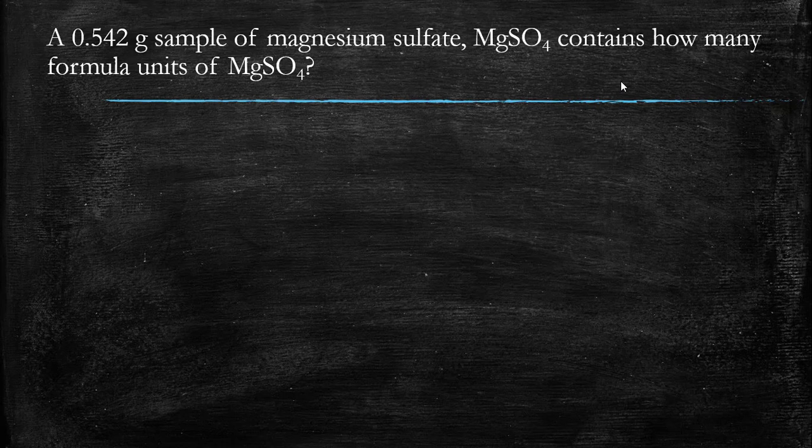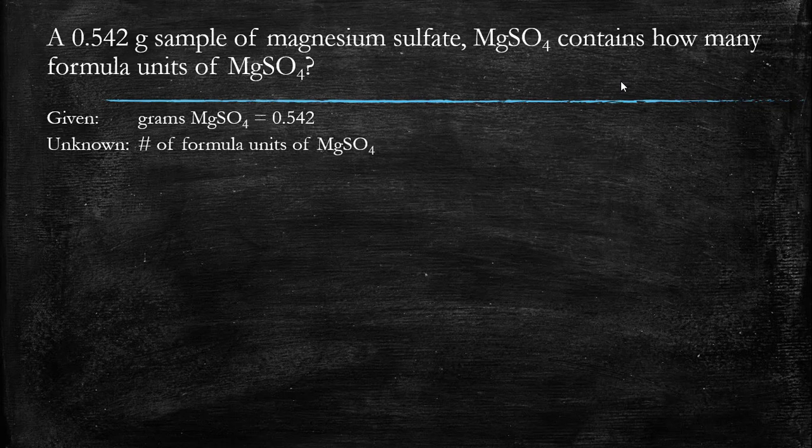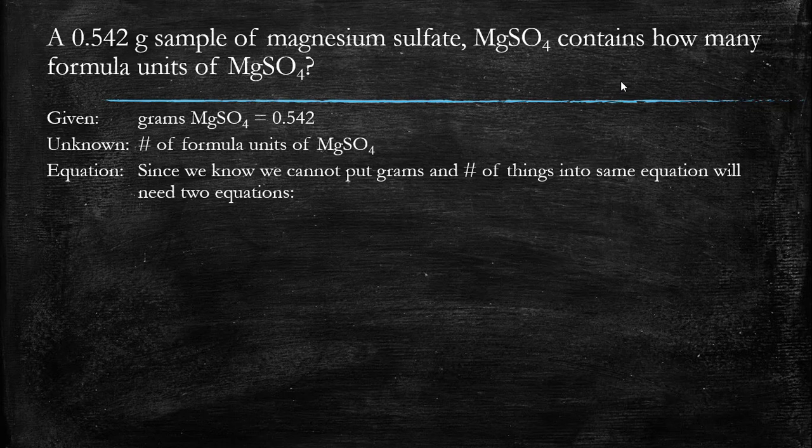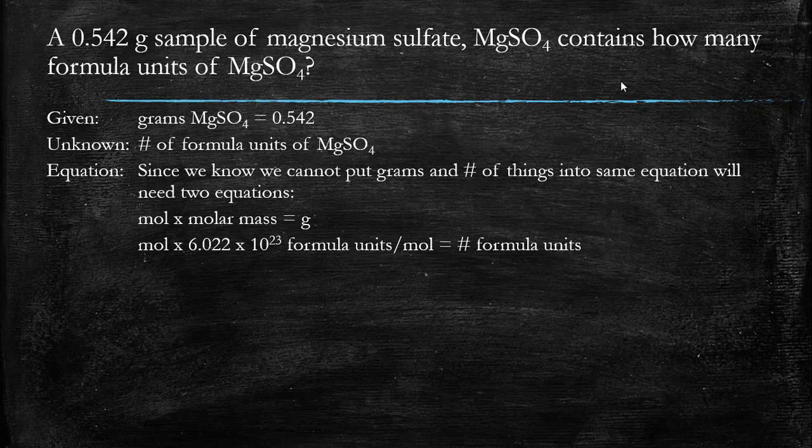So we want to know how many formula units are in 0.542 grams of magnesium sulfate. We're given the number of grams of magnesium sulfate, the unknown is the number of formula units, and we know that we can't put grams and number of things in the same equation, so we're going to have to use two equations. Moles times molar mass equals grams, and moles times 6.022 times 10 to the 23rd formula units per mole equals the number of formula units.